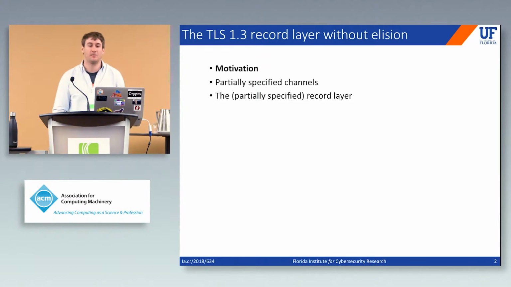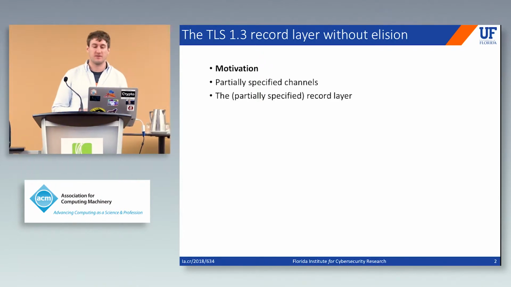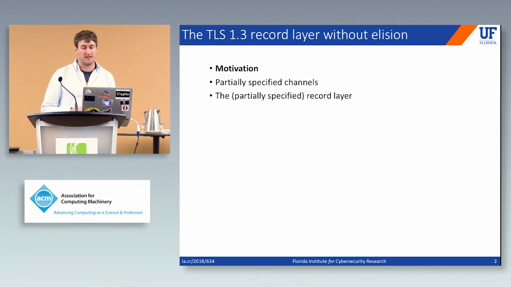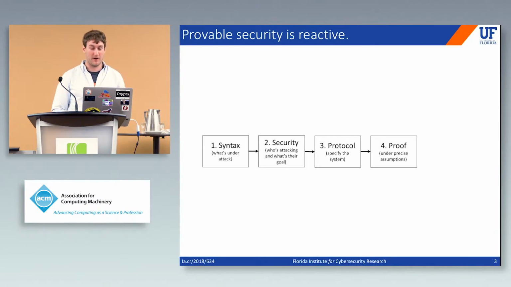For those of you who don't know, the record layer refers to the part of TLS that provides privacy and integrity of the messages sent in the protocol using the key negotiated by the client and server. And as the title of my talk suggests, our goal for this work was to prove security of the TLS 1.3 record layer as it is specified and without ignoring any specification details. You're probably wondering what this means, so I'm going to get right into it.